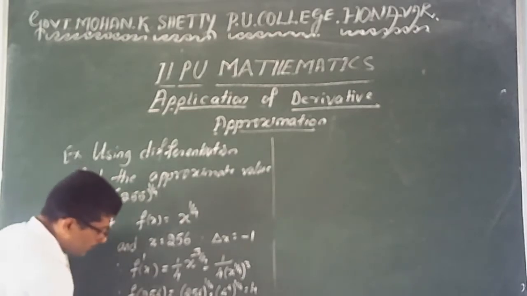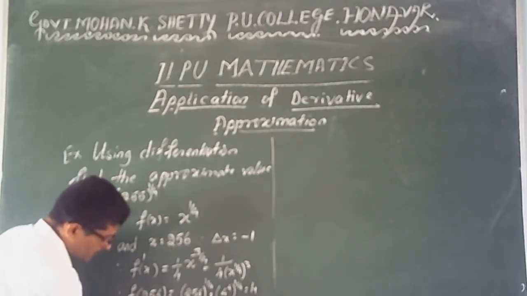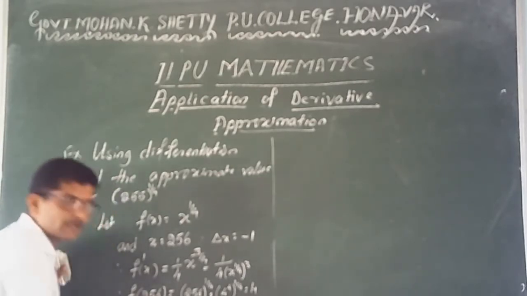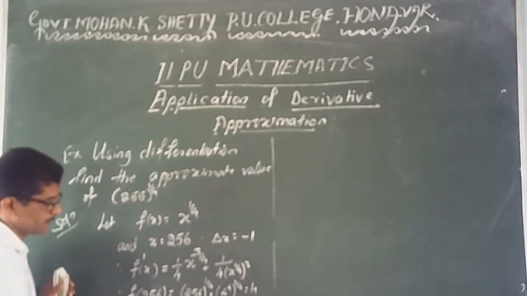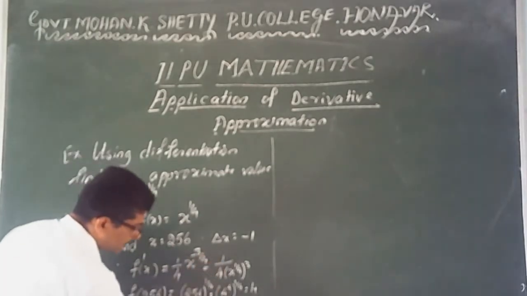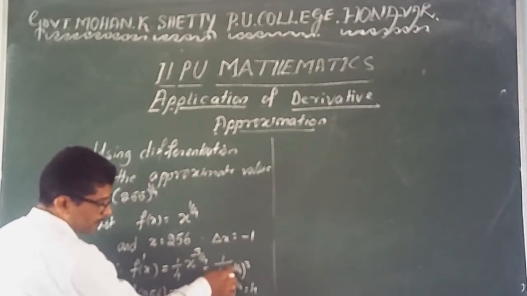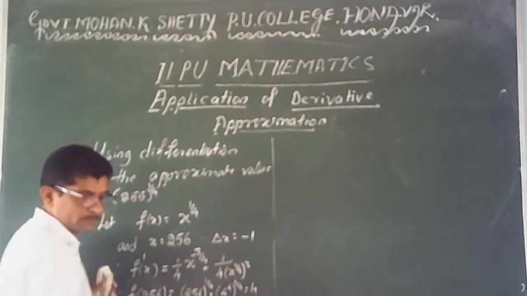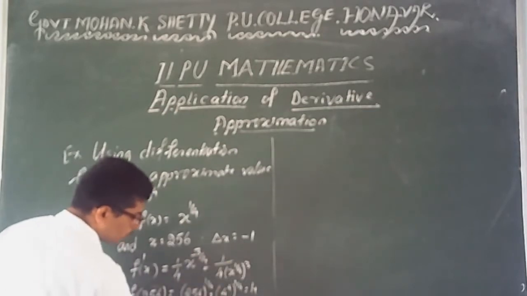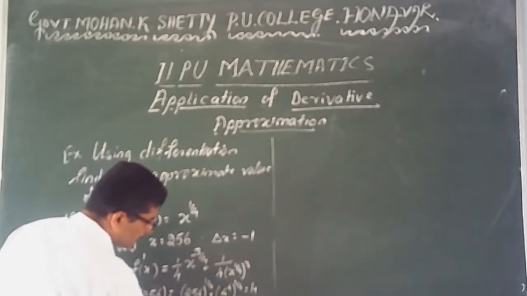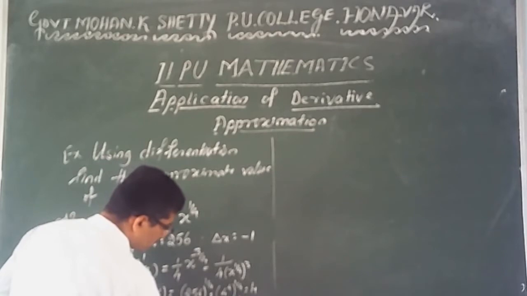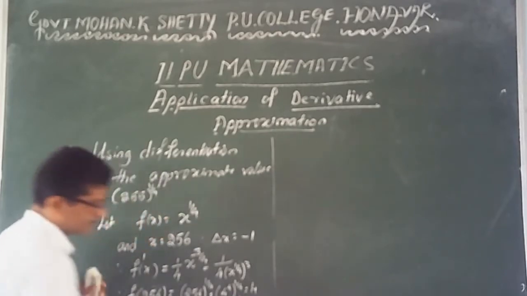And you get the value of f dash of 256. Here also find the value of f dash of 256. What is f dash x? 1 divided by 4 into x to the power 3 by 4. 256 raised to 1 by 4 means 4. 4 cube means 64. So this value is equal to 1 divided by 256.